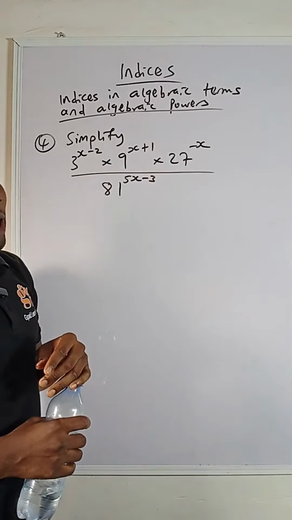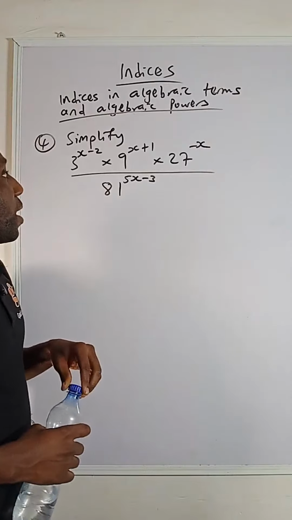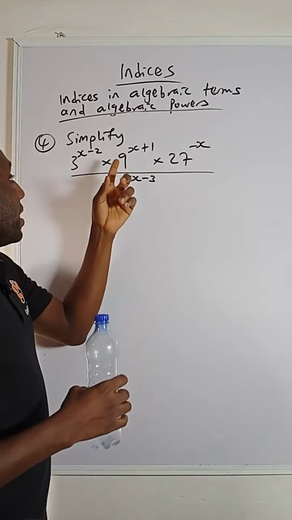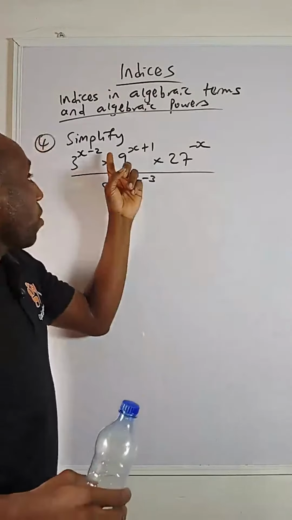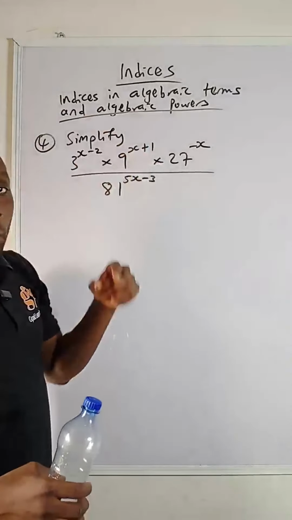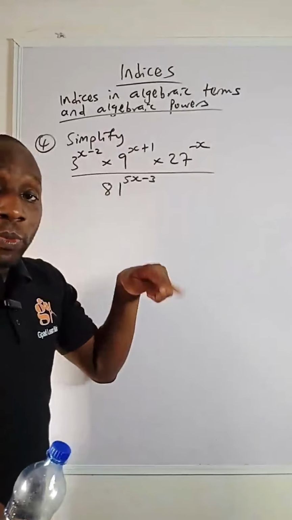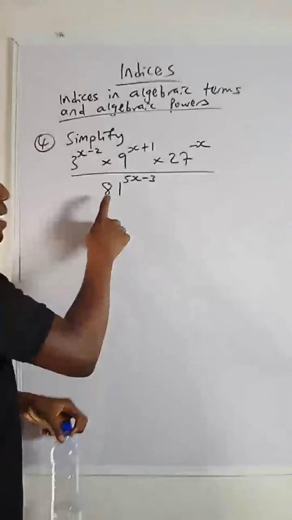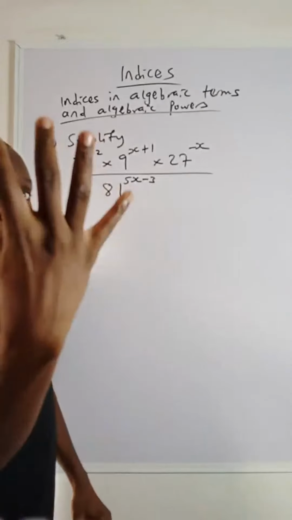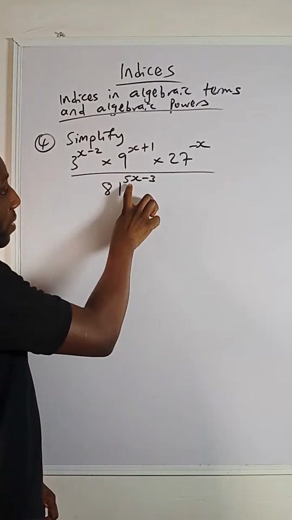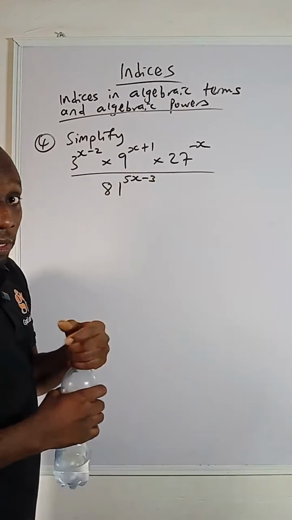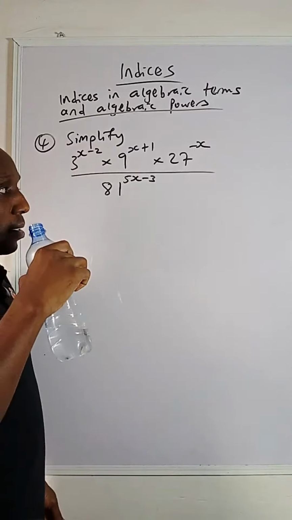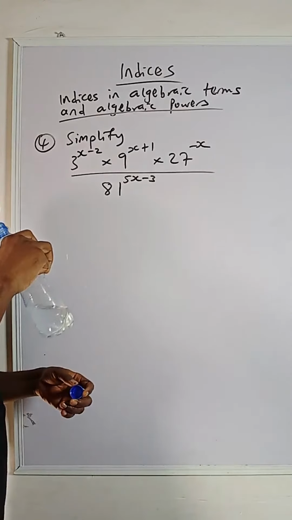So here's a clue, here's a tip. Convert all of them, express them as a base of 3. So 9 will be 3 raised by 2. Of course, that 2 will multiply x plus 1. 27 will be 3 raised by 3. That exponent of 3 will multiply negative x. And 81 will be 3 raised by 4, right? And that 4 will multiply 5x minus 3. Is that okay? So I think I've given you a very helpful clue that you can use and get the problem done.